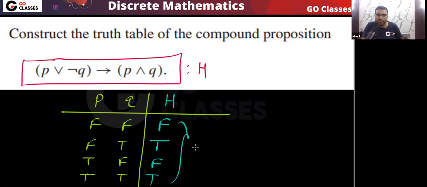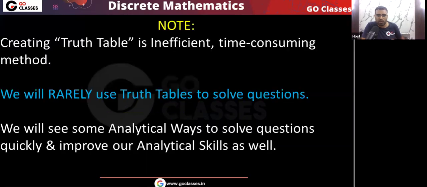False, true, false, true. Is this clear? This is the truth table of this expression H. Very easily you can write. Okay. Now, let's move on.